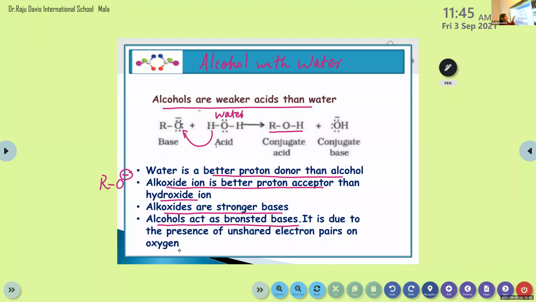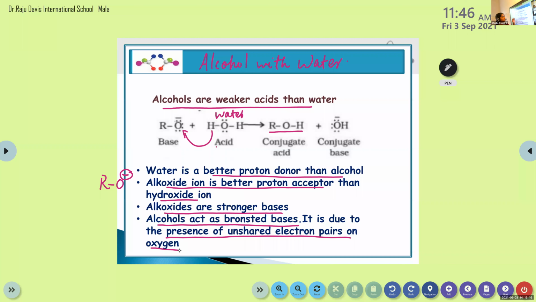Here in the base section, you can see that RO minus, oxygen is surrounded by lone pairs of electrons, right? They are known as unshared electron pairs. So alcohols act as Bronsted bases. It is due to the presence of unshared electron pairs on oxygen. Clear, children? So in the case of alcohol, they can act as both Bronsted acid and Bronsted bases.